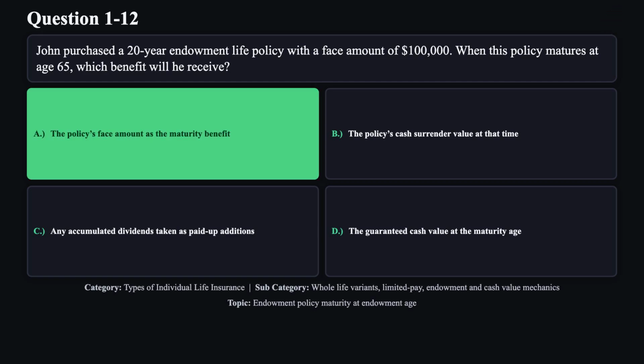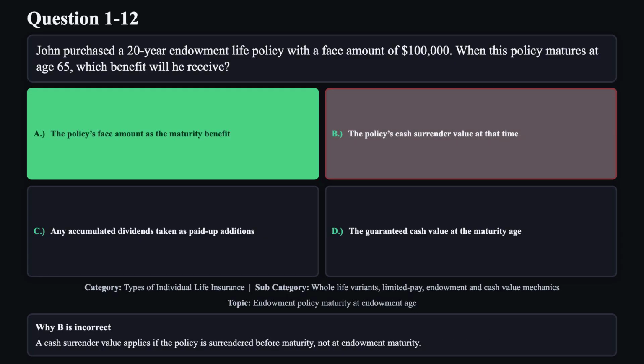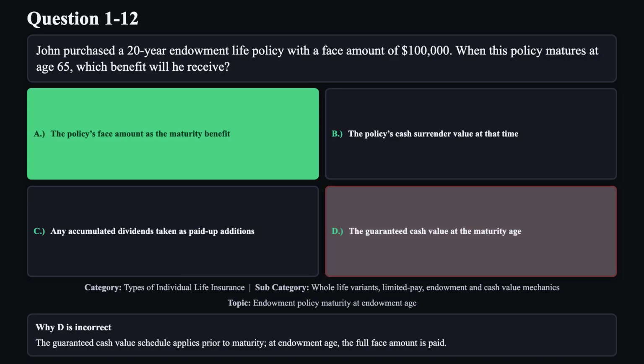The correct answer is A. An endowment life policy pays the full face amount as the maturity benefit at the endowment age, not the cash surrender value or dividends. Reason B is not correct. A cash surrender value applies if the policy is surrendered before maturity, not at endowment maturity. Reason C is not correct. Accumulated dividends taken as paid-up additions are separate from the guaranteed maturity benefit. Reason D is not correct. The guaranteed cash value schedule applies prior to maturity. At endowment age, the full face amount is paid.